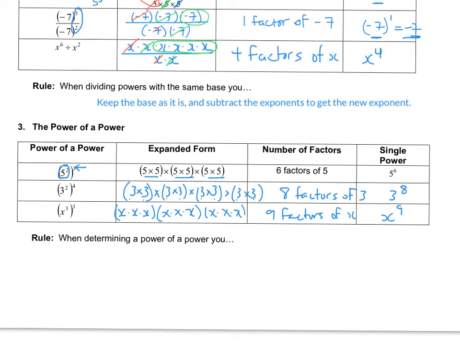Okay, and hopefully you remember that rule actually is the base stays the same, stays as it is, and we're just multiplying those powers, those exponents together. So keep the base as it is and multiply the exponents to get the new exponent. So hopefully you remember those rules from previous years. But now we're going to look at a new rule. You may have touched on that last year, but you may not have.